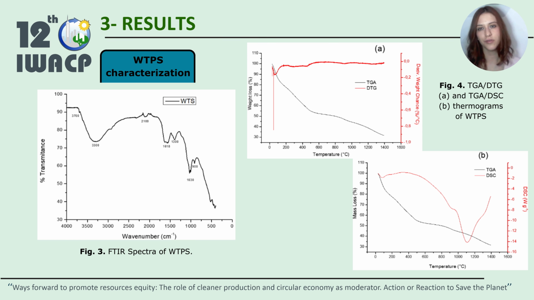To analyze the functional groups of the material, we used the FTIR technique, which showed functional groups identified in adsorbent materials by other authors, such as alcohols, ethers, ketones, hydroxyls, and amines. The thermogravimetric analysis showed that there was an initial loss of mass below 100 degrees Celsius, which indicates a loss of moisture, and in the range of 200 to 600 degrees Celsius, the loss of mass is related to organic matter and structural water.